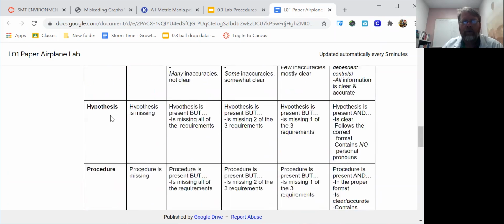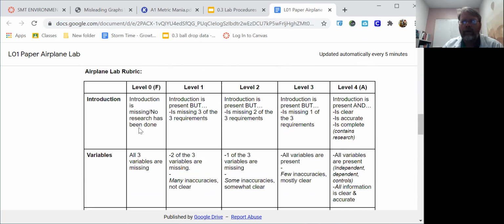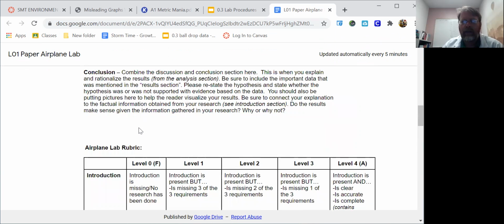If you're wondering about the grading, we have your rubric right here, which should also be posted on the Canvas assignment. With that, we can be done. Hopefully it answers your questions. If not, feel free to ask me any questions by email.